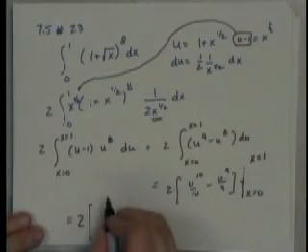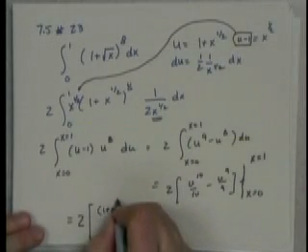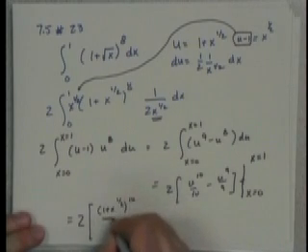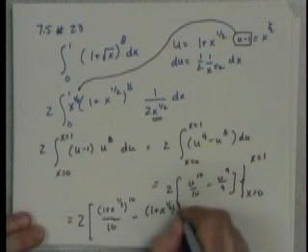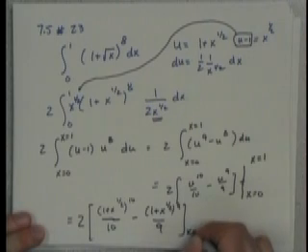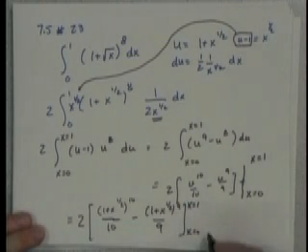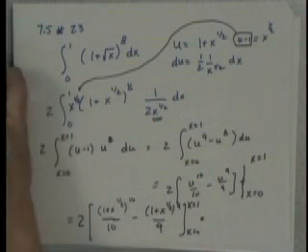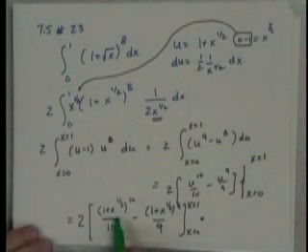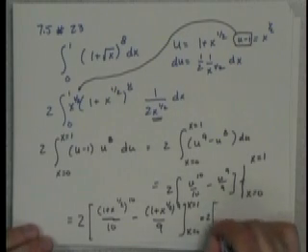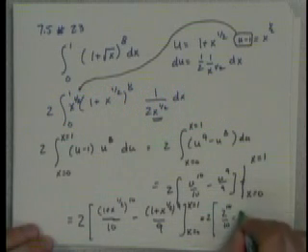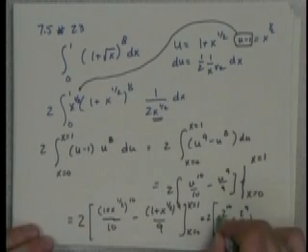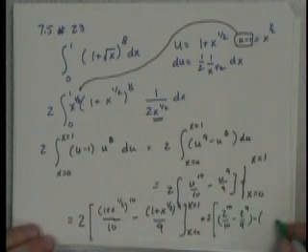So I get (1 plus x to the 1/2) to the 10th over 10 minus (1 plus x to the 1/2) to the 9th over 9. And then when I plug in x equals 1, this becomes 2. I get 2 to the 10th over 10 minus 2 to the 9th over 9. When I plug in x equals 0, I get 1/10 minus 1/9.